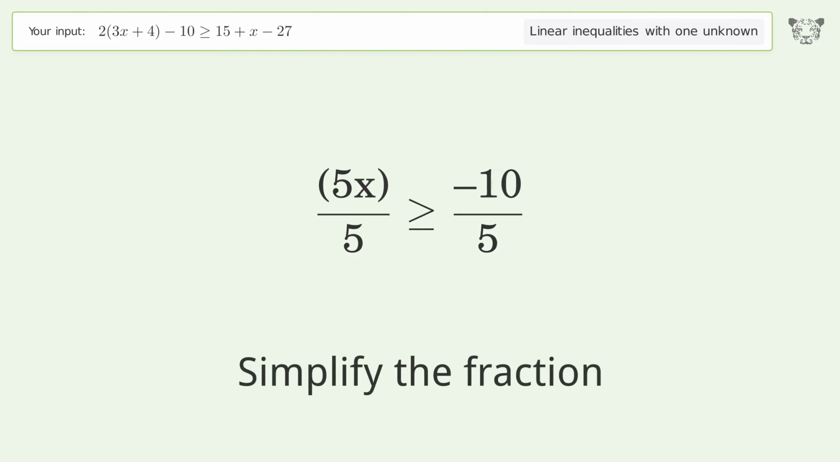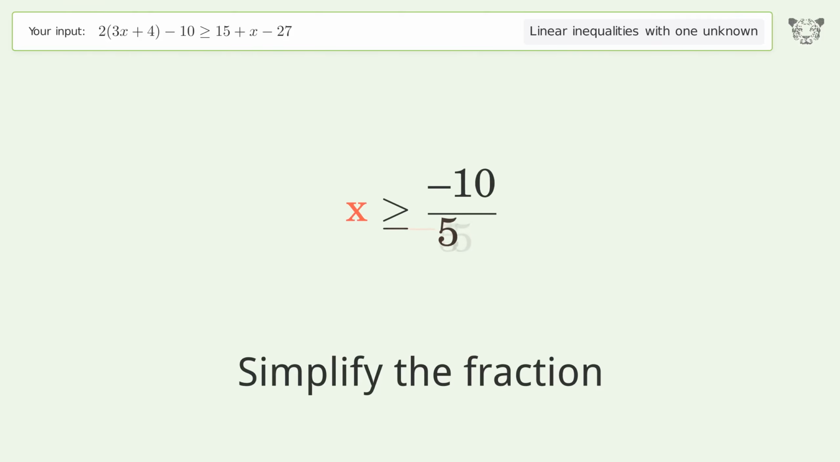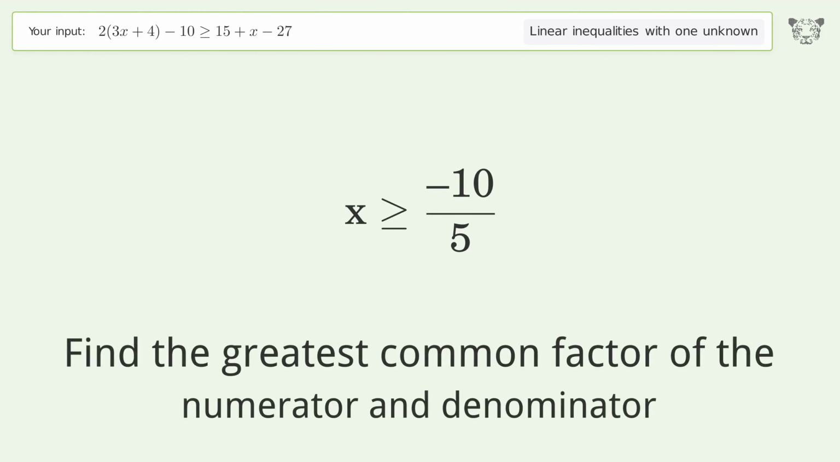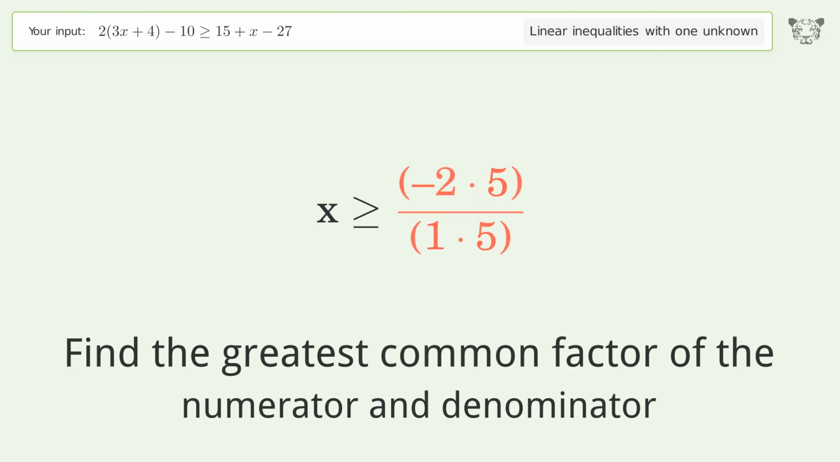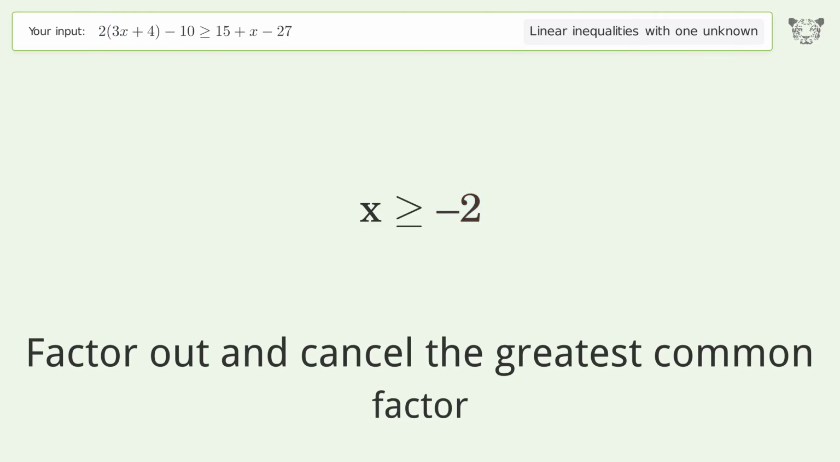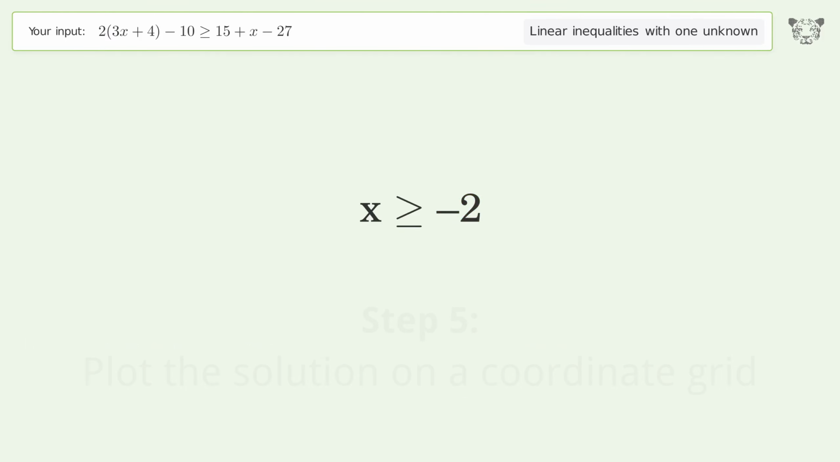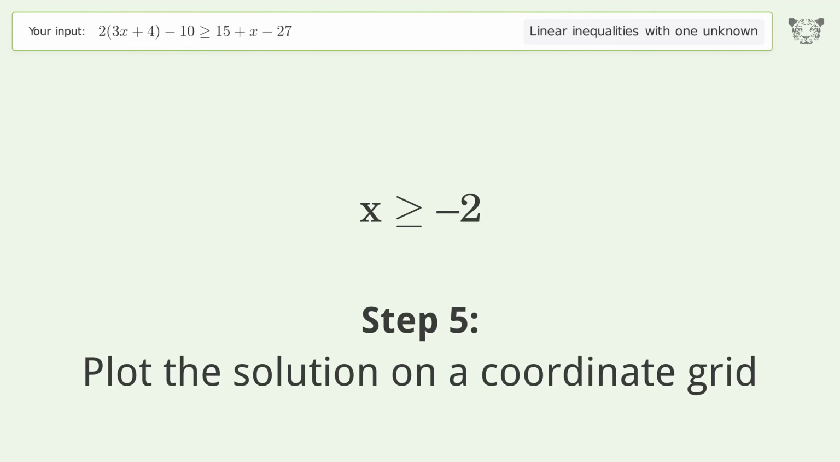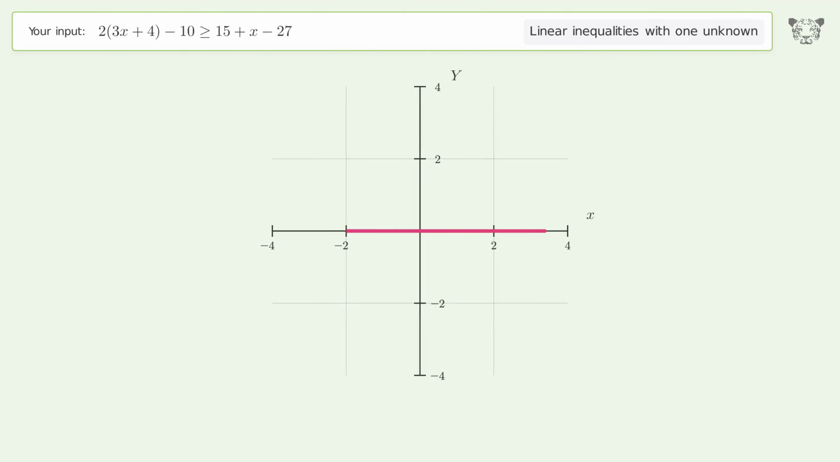Simplify the fraction. Find the greatest common factor of the numerator and denominator. Factor out and cancel the greatest common factor. Plot the solution on a coordinate grid. And so the final result is x equal or greater than -2.